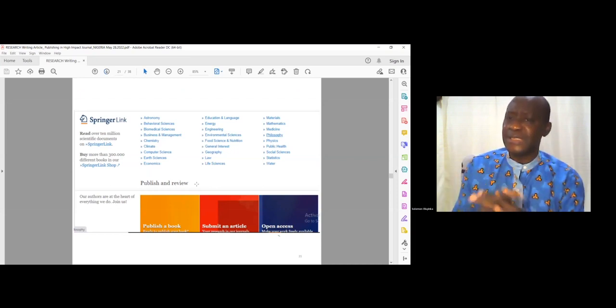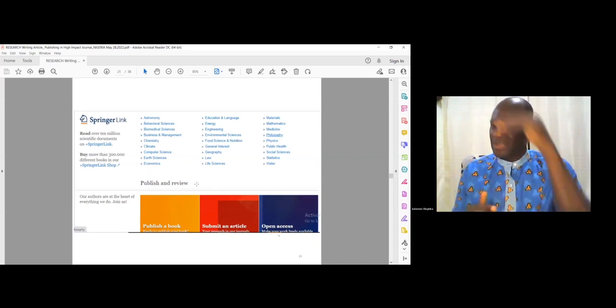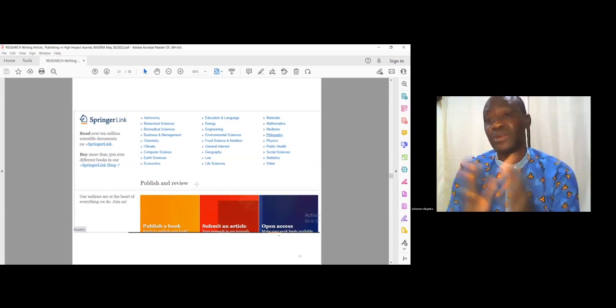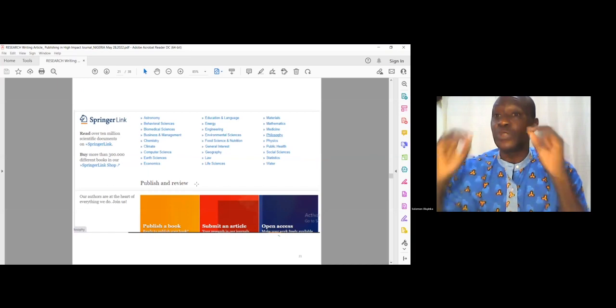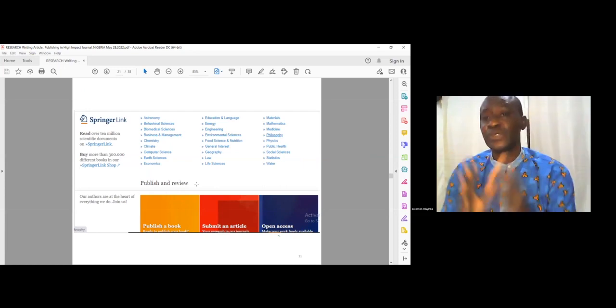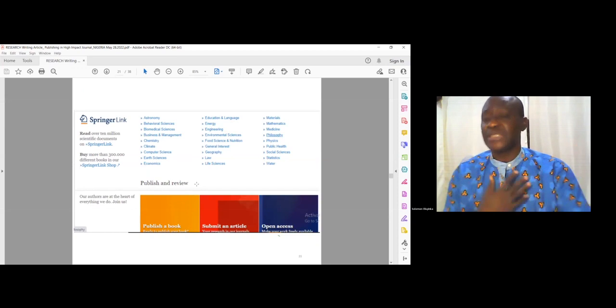You can target Springer Link. Look for their journal. Get the journal name. Don't wait for anybody. I remember during my time, I was searching for journals related to internet banking. I was searching for journals related to what? Technology acceptance.